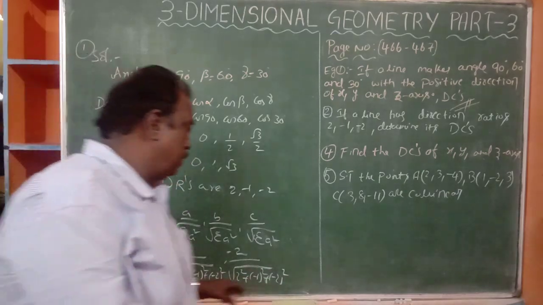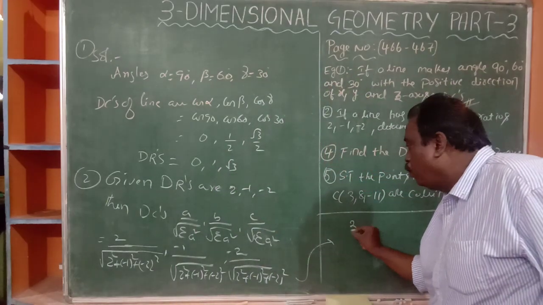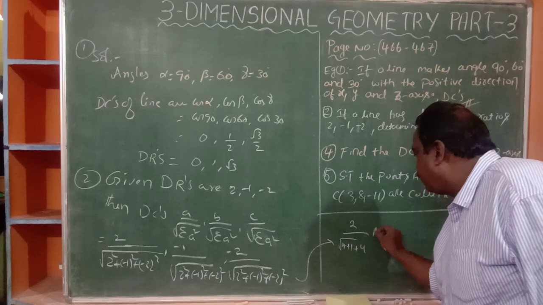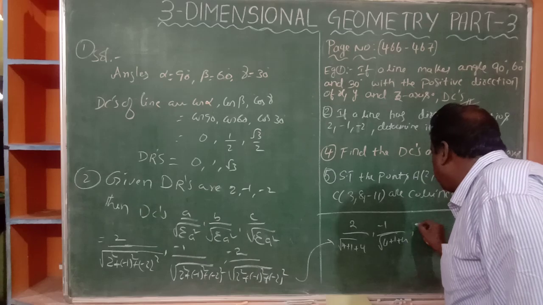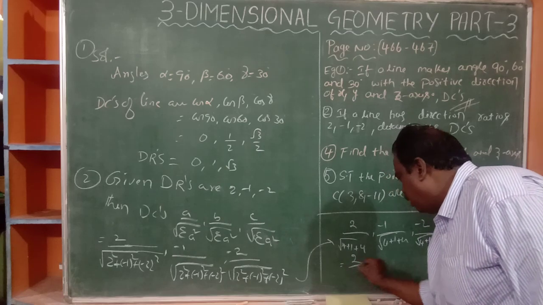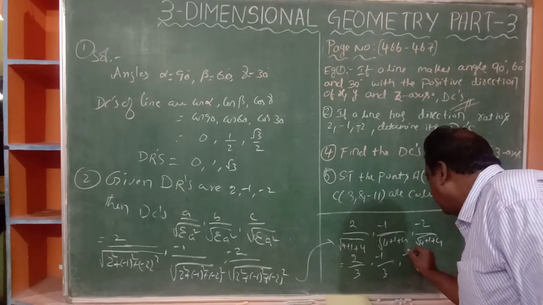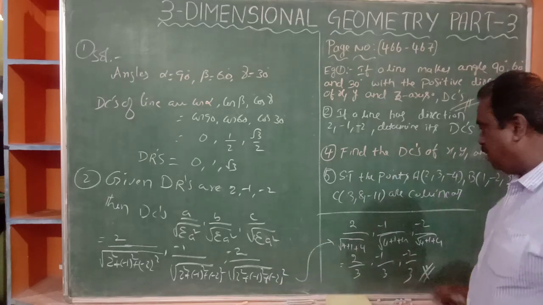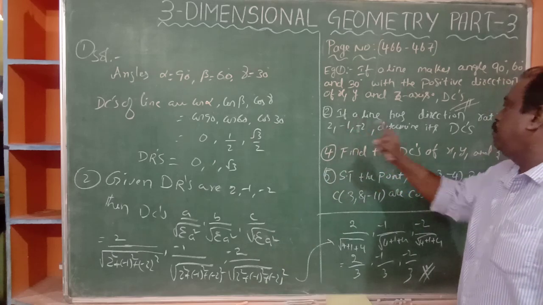Now I will simplify this one here also. You see, it is 2 by root of 4 plus 1 plus 4, minus 1 by root 4 plus 1 plus 4, minus 2 by root 4 plus 1 plus 4. That means it is 2 by root 9, which is 3, minus 1 by 3, minus 2 by 3. So these are the DCs of the required line, which has the DRs 2, -1, -2.